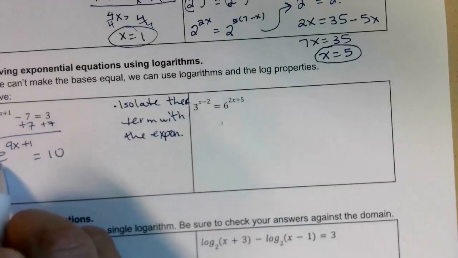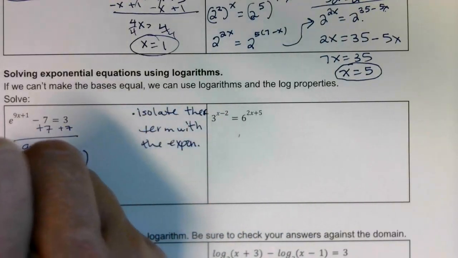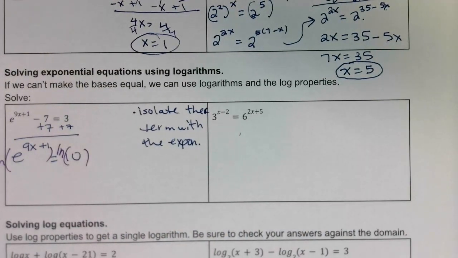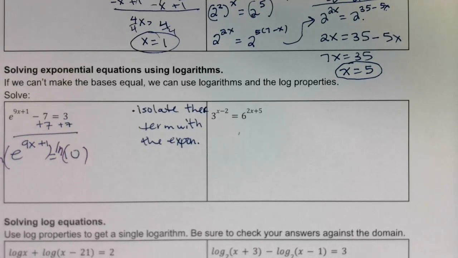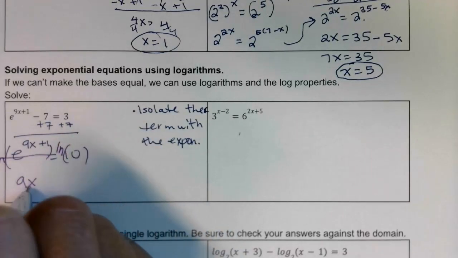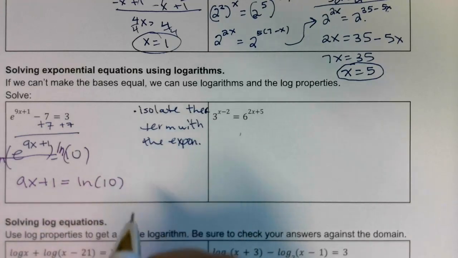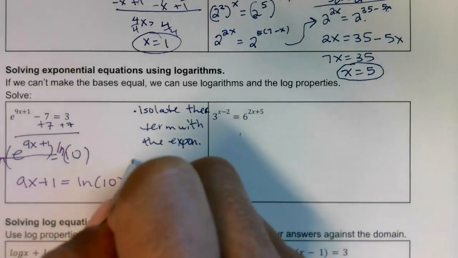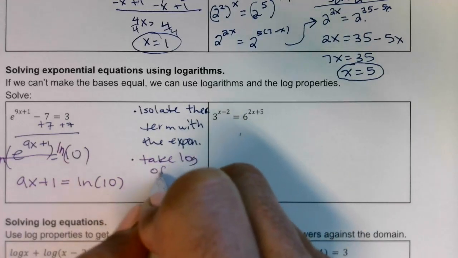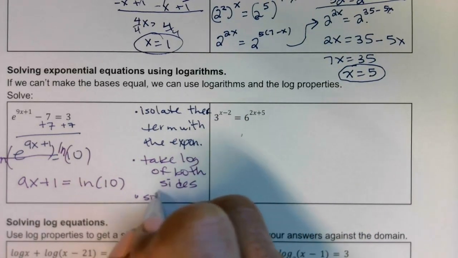So this is base e, so I would do log base e, which we write as natural log, of both sides. Logs apply to something, so they always go on the left. Their argument, what you're taking the log of, goes on the right. So the natural log and the e cancel. We get 9x plus 1 equals the natural log of 10. And now we're going to solve for x. So isolate, take the log of both sides, whatever base you have to use, and then we solve what's left.